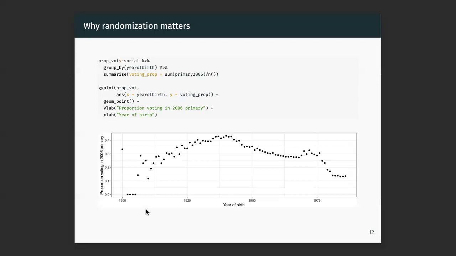But everyone kind of clear what the pattern is here? We have a kind of low voting rate at very high ages, high voting rate in kind of middle ages, low voting rate for very young eligible voters. Yeah?